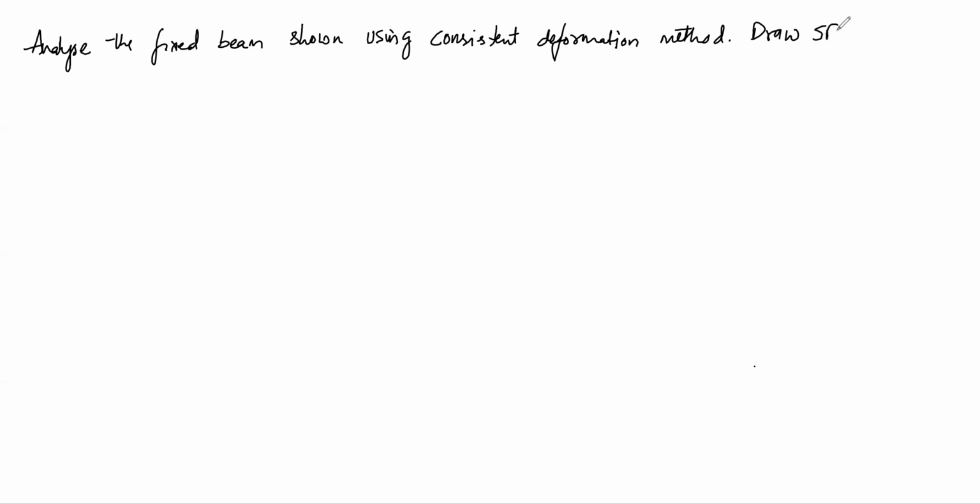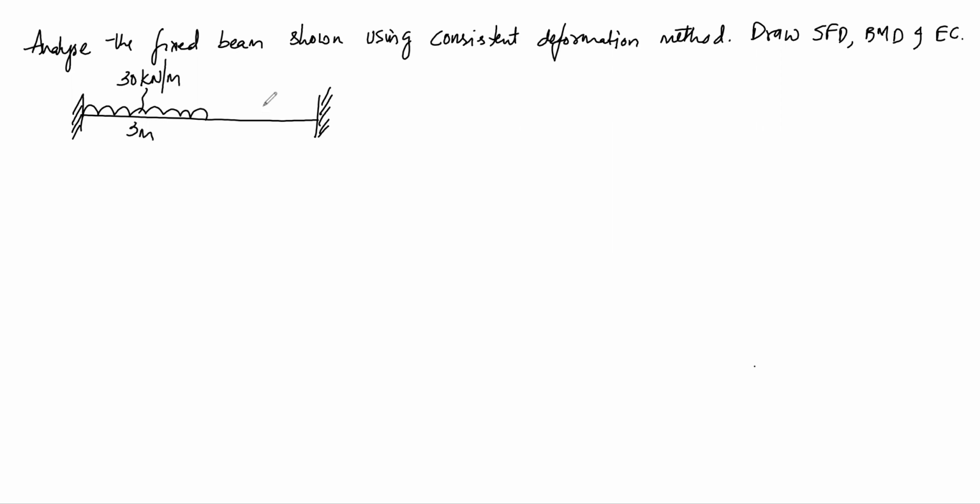Draw shear force diagram, bending moment diagram, and elastic curve. So there is a fixed beam on which there is a partial UDL of 30 kilonewton per meter over a span of 3 meters, and also there is a concentrated force of 40 kilonewtons, and the distances are as shown.